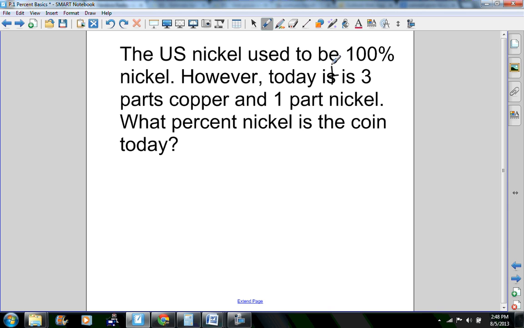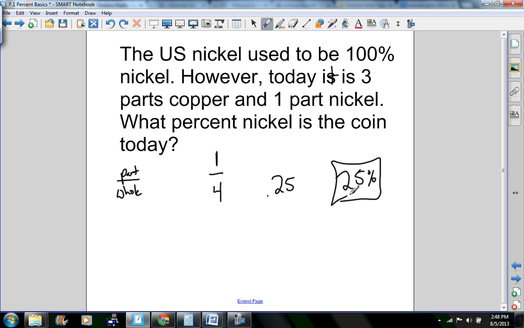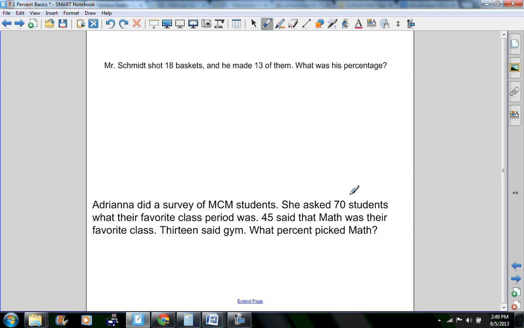So we want to know part over whole. That's always going to be the way that we think of these. So you want the total on the bottom and you want the part you're looking for on the top. So we have 4 total parts, 3 parts copper, 1 part nickel, and the top will be 1 part nickel. Turn that into a decimal, that's 0.25. And as a percentage, it is 25%. 1/4. So it's always important to find the whole parts on the bottom and the specific part you're looking for on the top, and then just turn it into percent. Try these two on your own.